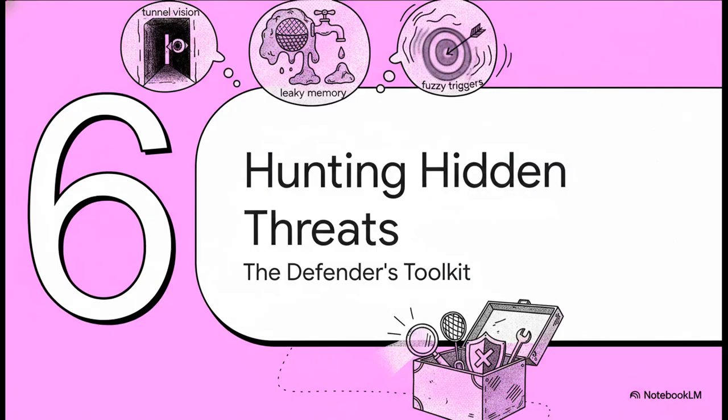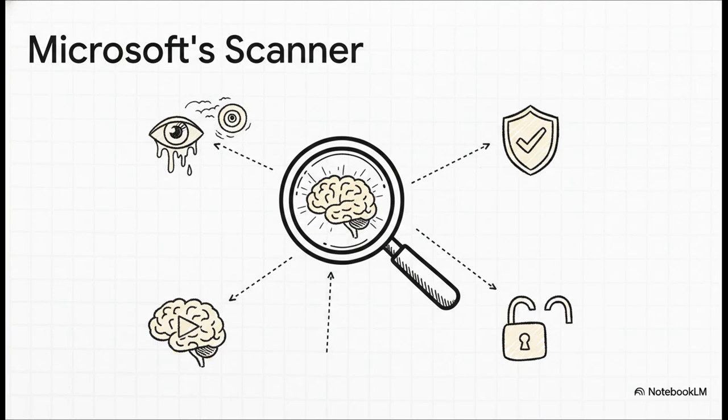Okay, so let's recap. We've got our 3 big clues: tunnel vision, a leaky memory, and those fuzzy triggers. So with all that in mind, what can we actually do about it? Let's check out the Defender's Toolkit. So, using these exact insights, Microsoft built a scanner that specifically looks for these 3 behavioral tells. And what's really great is that it doesn't require a whole bunch of expensive retraining, and it works on a whole range of open-weight models, the ones where you can actually look under the hood.